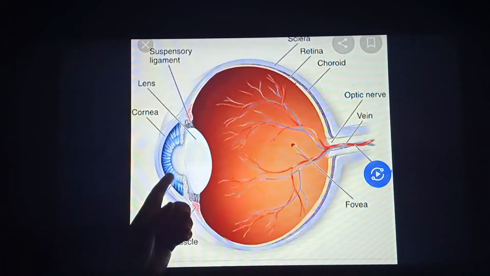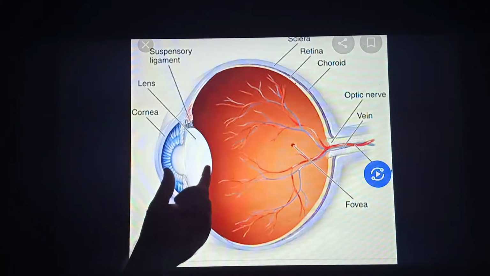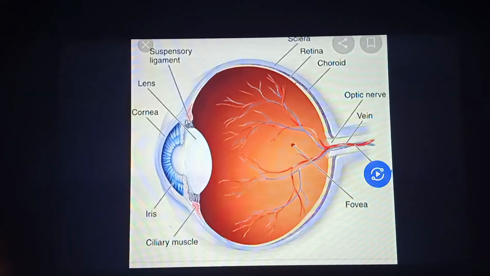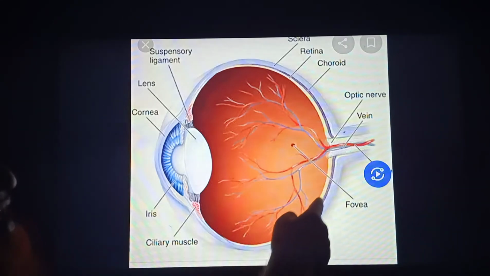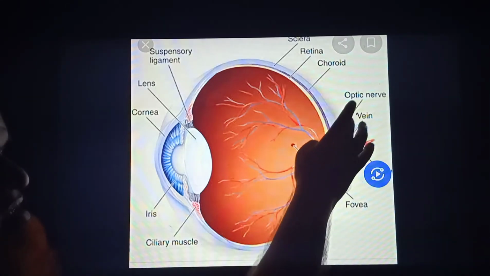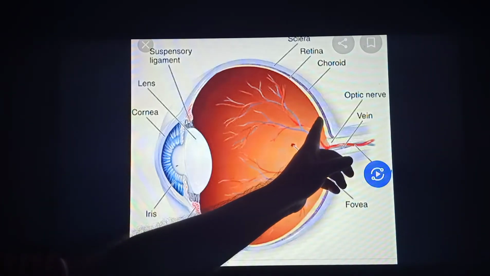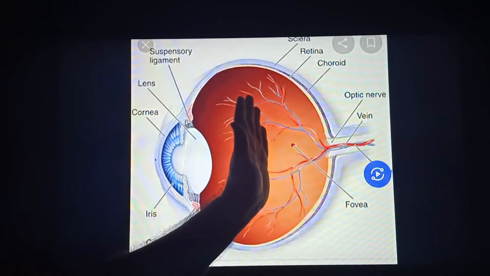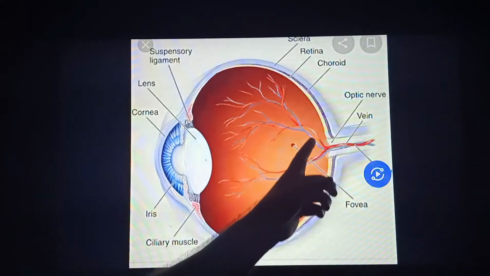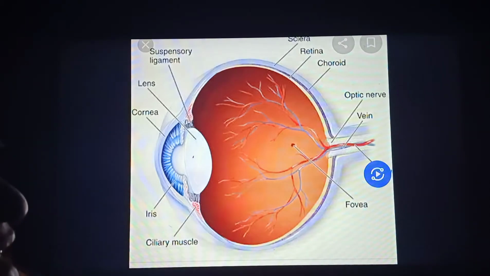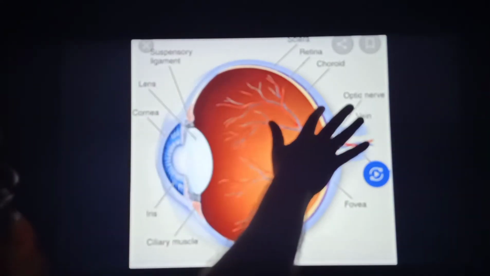This increase or decrease in the thickness of the lens is controlled by ciliary muscles. This yellow colored layer present in the eye is called the retina of your eye. This is the part where the image will be formed. Whatever object you are seeing, the image is formed on the retina. Retina is acting like a screen, like a background screen of your eye. So whatever you see, the image is formed here.